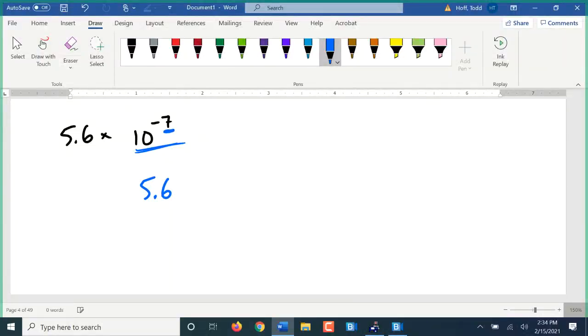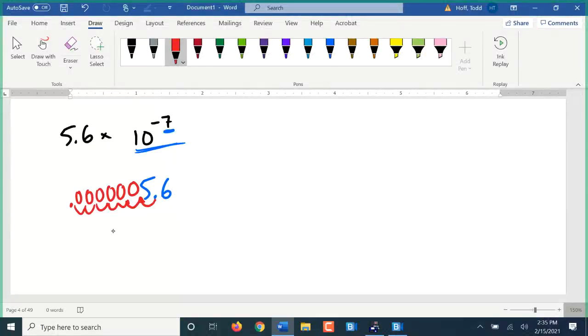The 7 tells me I have to move 7 decimal places, to make it small. So I move the decimal point to the left. I move it over once, 1. Move it a second time, I add a 0, so that's 2. Add another 0 for 3, 4, 5, 6, 7.